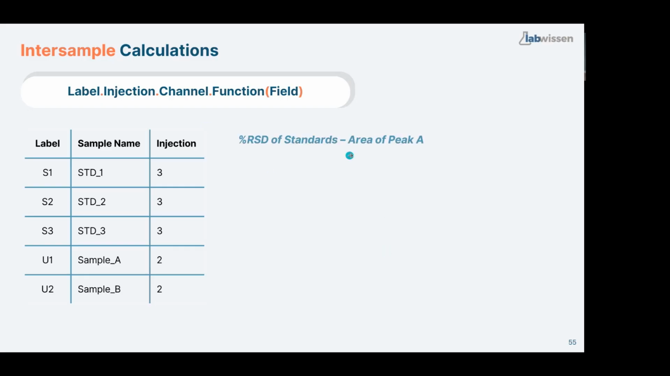And now let's try to get this formula. We want to calculate percent RSD of standards, area of peak A. So for label, I want to do calculations for my standards. My standards have labels from S1 to S3. To include all these labels, I write S percent.